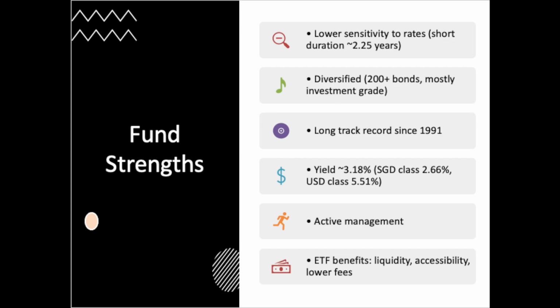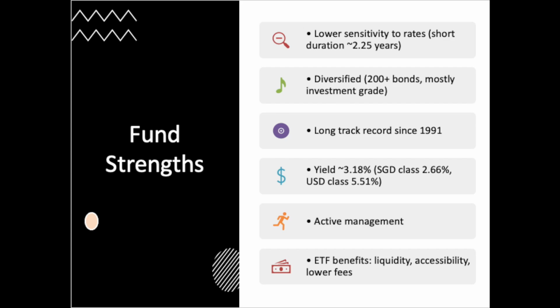Second, you get diversified exposure. It holds a mix of Singapore and global bonds, mostly investment grade, across different sectors like financials, real estate. The info suggests around 200 different bonds in the portfolio as of July 2025. So not putting all eggs in one basket. Exactly.